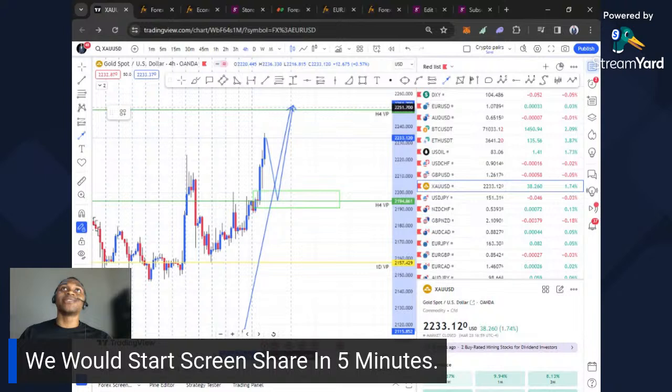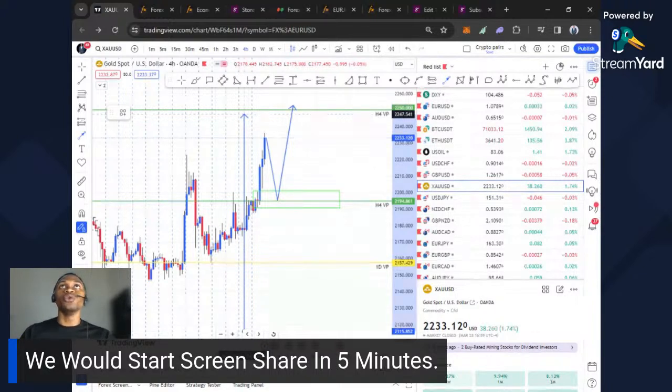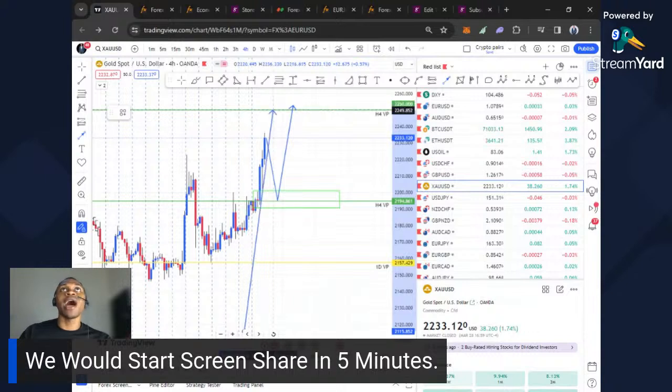Our psychological level target is 2250, which means $2,250 per ounce of gold. That's what we are targeting. But currently we're expecting gold to come back into this demand level at $2,194 per ounce, and then head up to $2,225 per ounce. So that's what we anticipate for gold. They sell first before the buy.